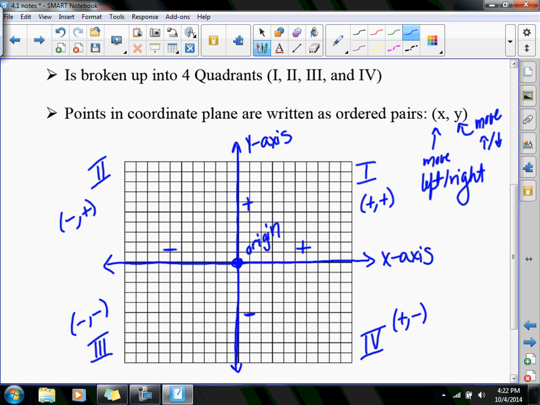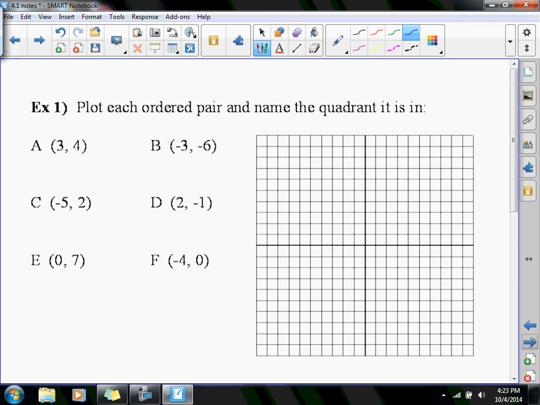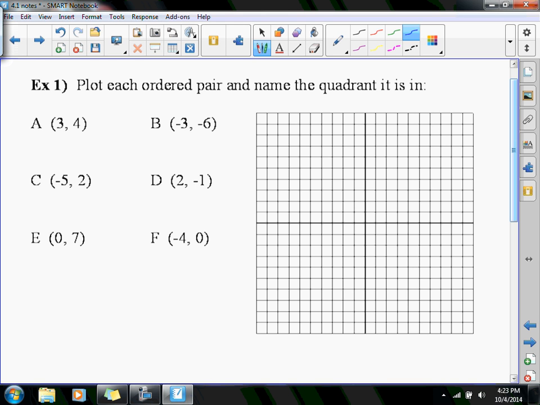So hopefully these are the basics of graphing on the coordinate plane that you're already familiar with. We just want to review them and make sure that everybody has this same basic information. So now we're going to practice plotting a few points. And this should be fairly easy, but it's just a review to make sure you know how to move around on the coordinate plane. So we're going to plot each ordered pair and then name what quadrant it's in.